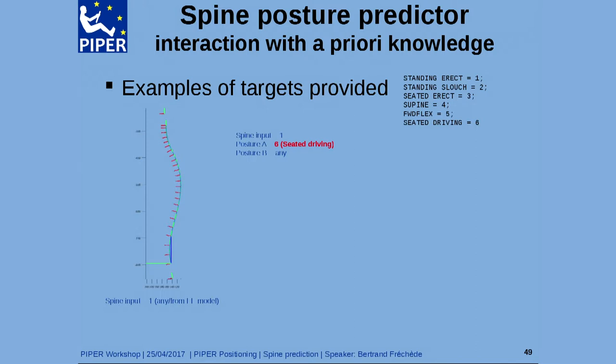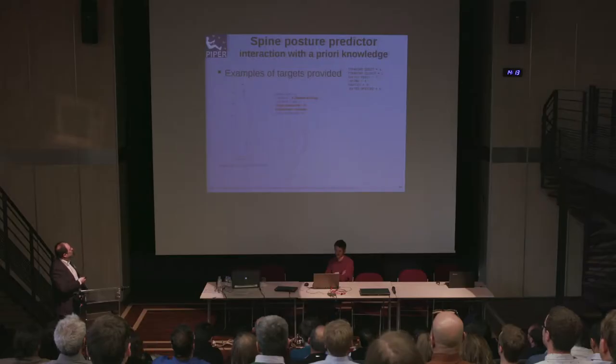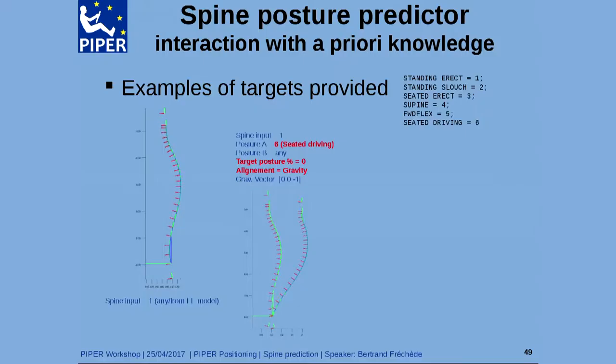And let's say, as a user, I'm choosing posture A number 6, which is seated driving, and then posture B, any. Any, because for the target posture percentage of transformation I'm choosing 0%. So I'm in seated driving posture. I should end up with a seated driving posture. And that's the spline that was created on the right side, the blue one, if you can see the colors. But this one is the seated posture close to, let's say, Robbins, for example, if you know this paper.